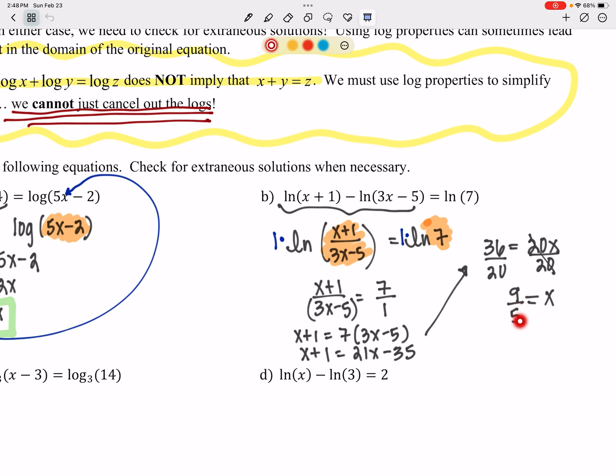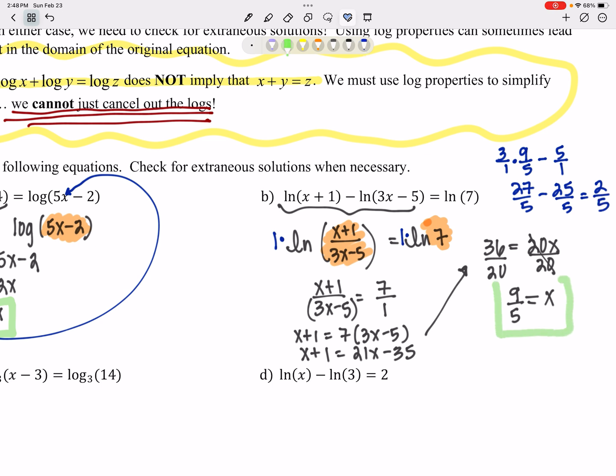So let's see what this is. This is 9/5. I'm going to do a quick check here because I rounded up and I want to be careful here. 3 times 9/5 minus 5. So 27/5 minus 25/5, because 5 over 1 is 25. And that is, yep, just made it. Positive 2/5. That works. Box in our answer.